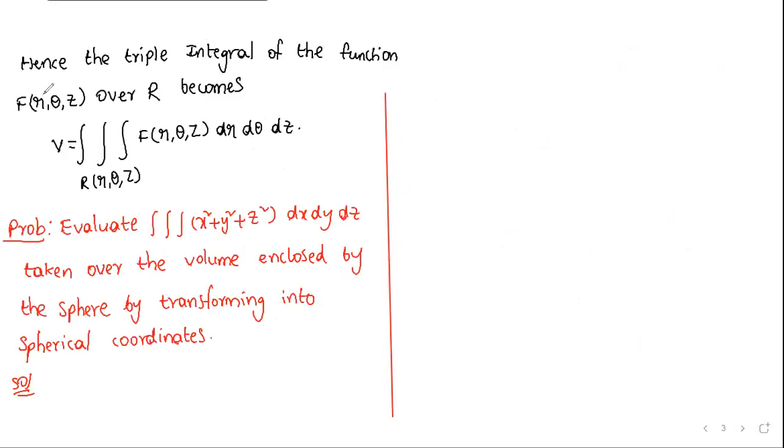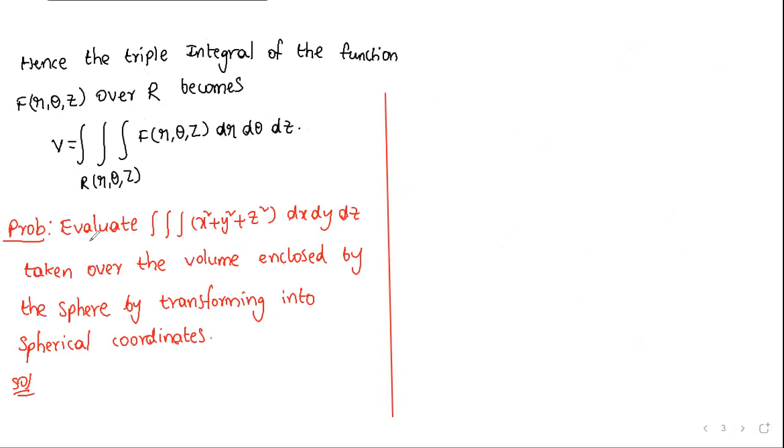Therefore, the triple integral of the function f of r, theta, z over the volume V becomes the triple integral of f of r, theta, z, dr d theta dz. By using these two methods, I'll prove some problems.